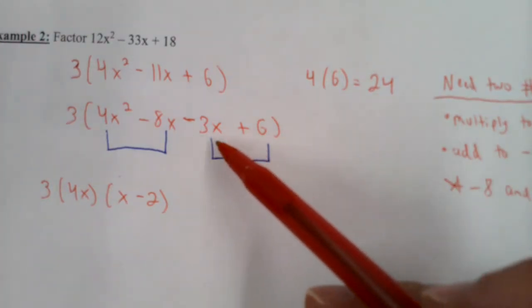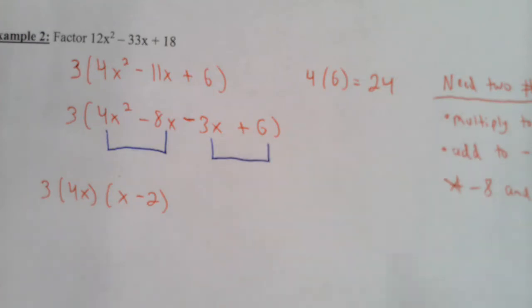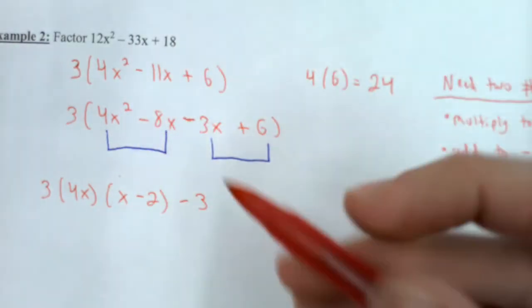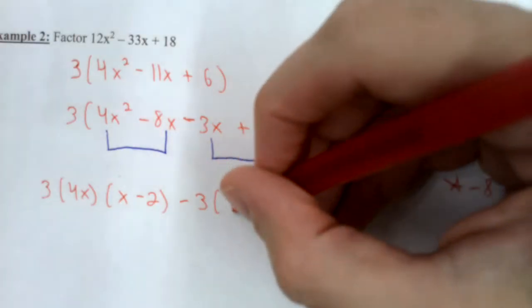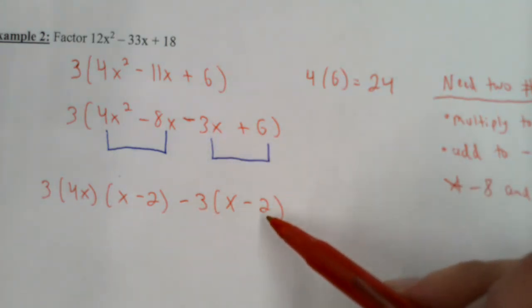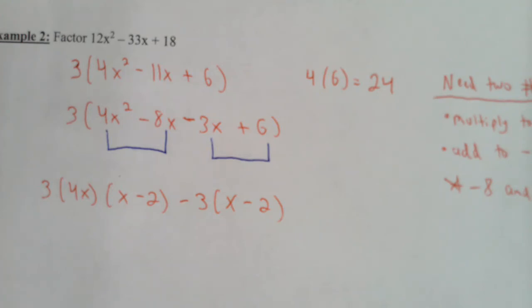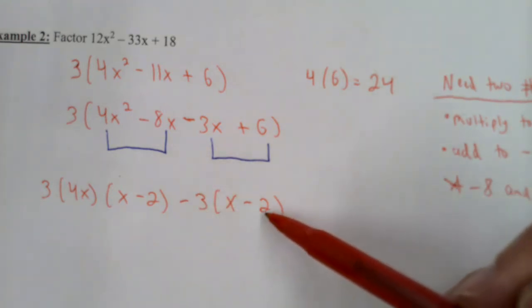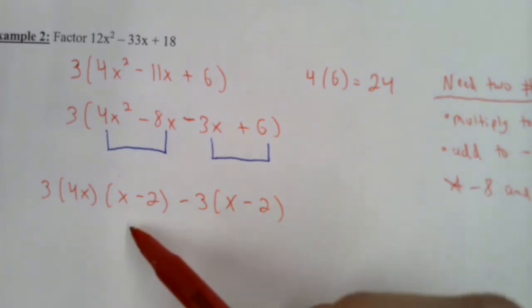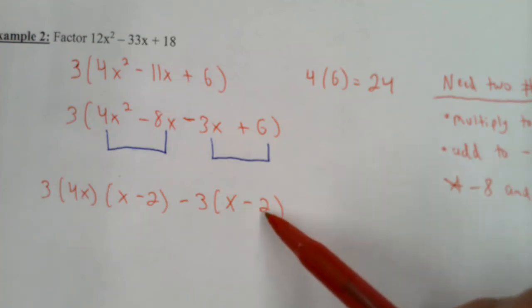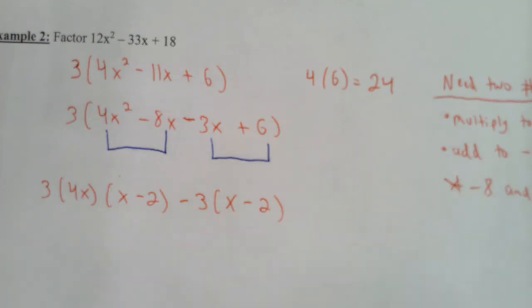The second group has a GCF of, I'm going to take out a negative 3. I'll explain why in a minute. Take out a GCF of negative 3, and it leaves you with x minus 2 in parentheses, because negative 3 times x is negative 3x, and negative 3 times negative 2 is 6. If you just took out a positive 3 right there, then you would have negative x plus 2, which would not be the exact same thing as x minus 2. So I took out a negative 3, so that these parentheses match exactly.